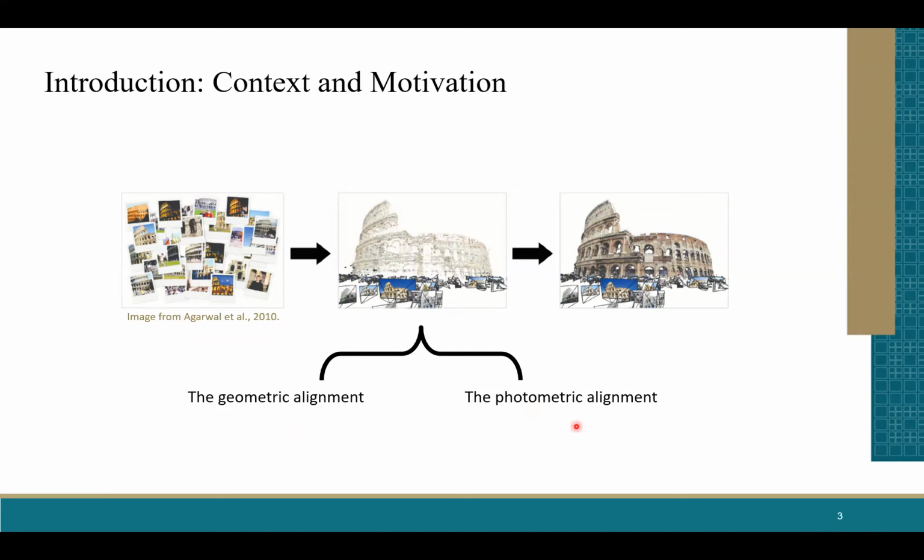The other problem is photometric alignment, and it refers to the color transfer. And it is the process of matching color statistics or eliminating color variations between images that can happen due to illumination changes or using different cameras, or even using different in-camera settings, or maybe tonal adjustment done by the users.